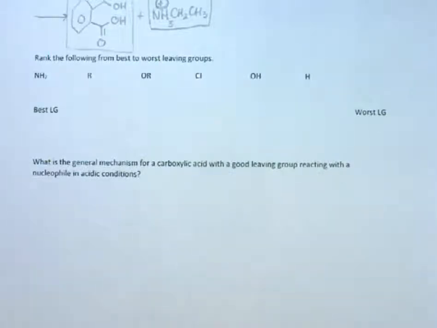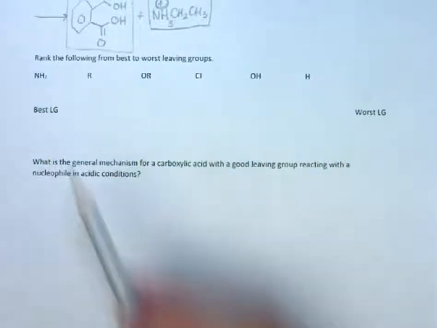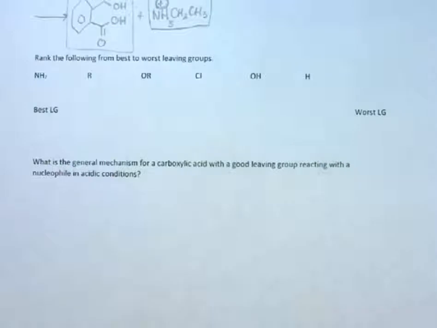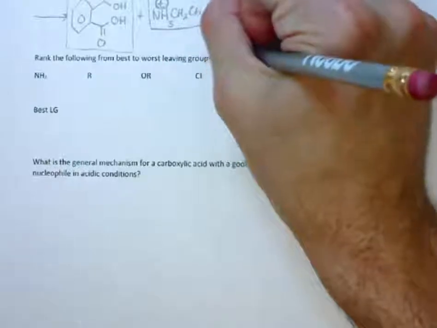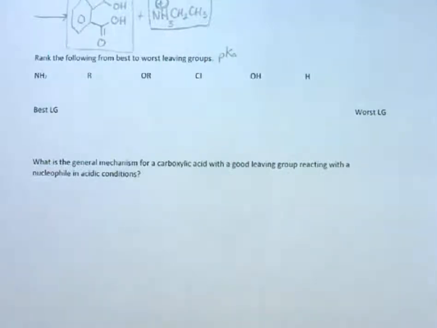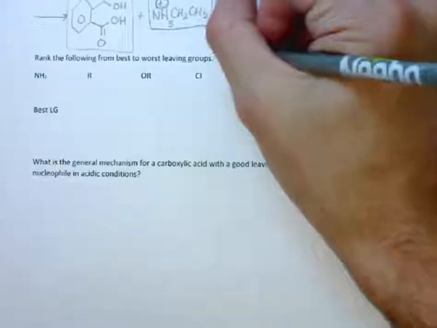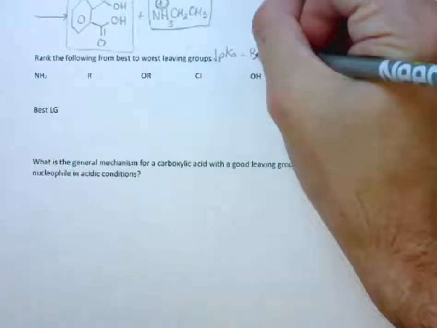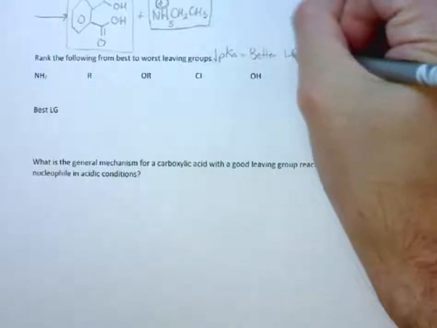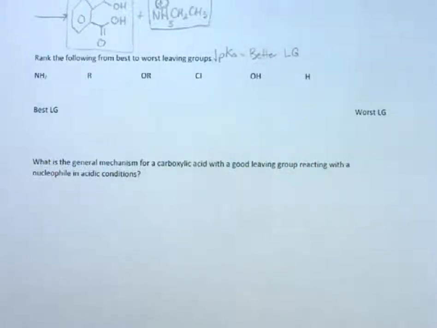For the next question, we have to rank the following compounds from best to worst leaving group. So for leaving groups, that is dependent on the pKa. And so the lower the pKa, the better the leaving group. In order to determine the pKa, we need to find the conjugate acid of these following compounds.